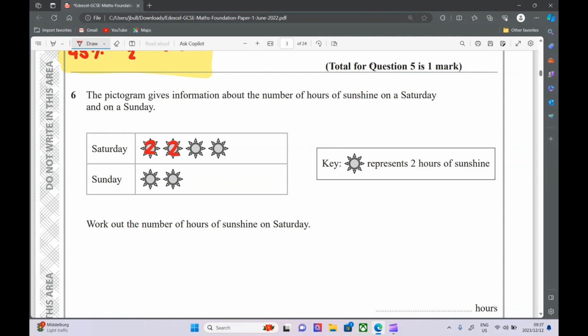That one is 2 hours. That one is 2 hours. That one is 2 hours. So how many hours of sunshine do we have in total? So 2 plus 2 plus 2 plus 2. So we have 8 hours in total.